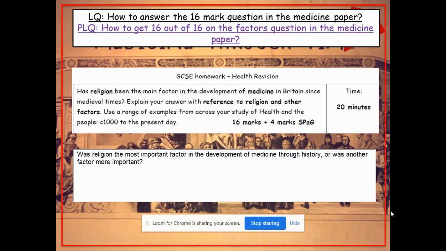Morning, Year 10. Welcome to Week 5, Term 5's lesson on the homework that you've been asked to submit this week. This week, as you'll see from the learning question, we're looking at the 16-mark question in the medicine paper.